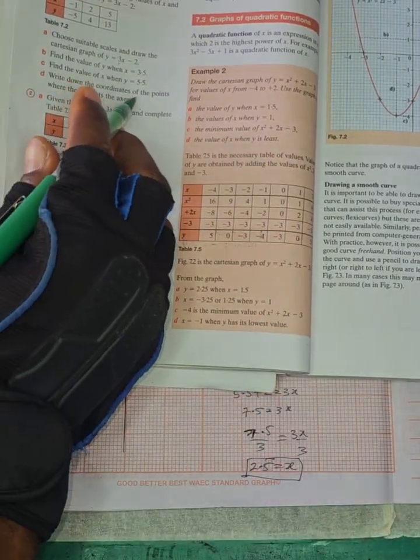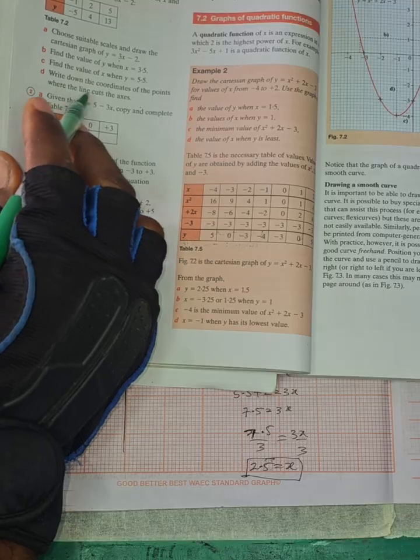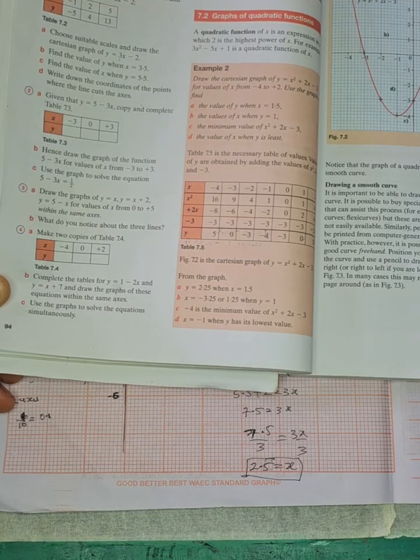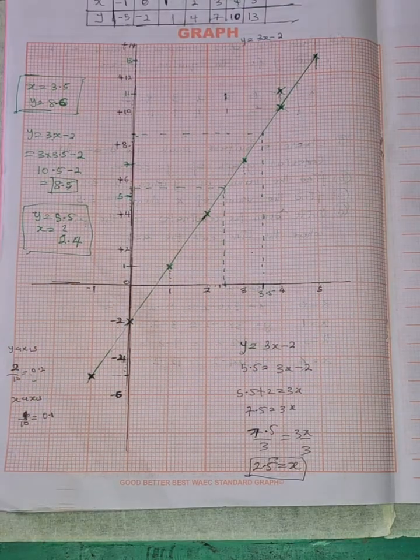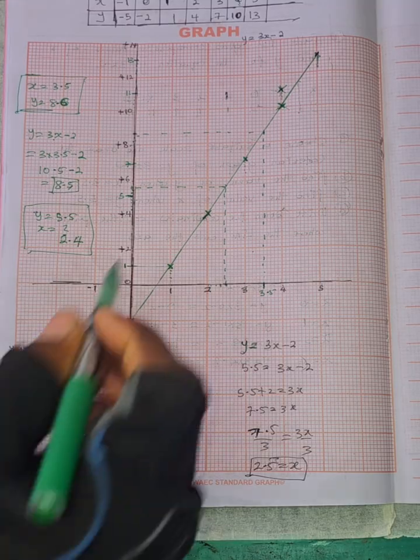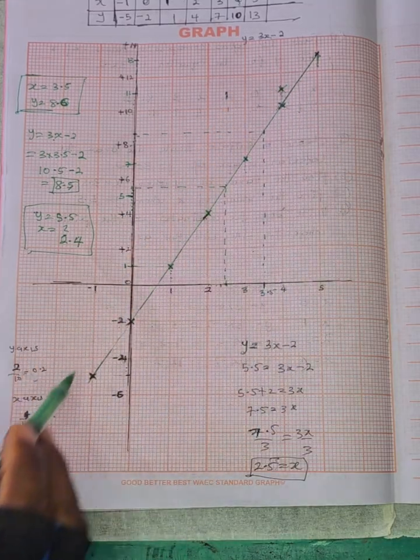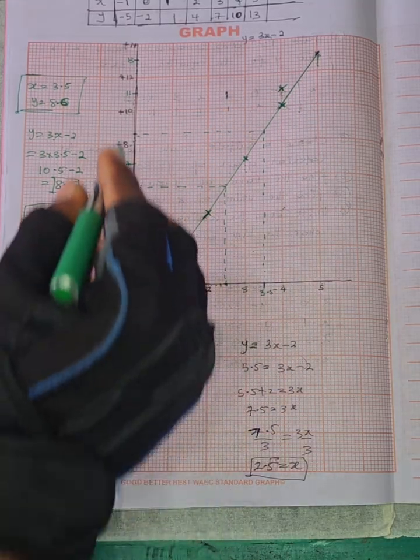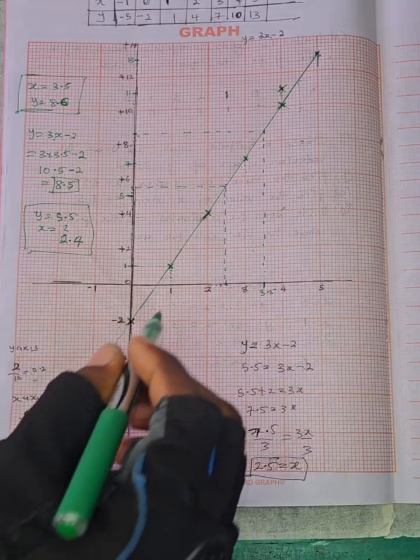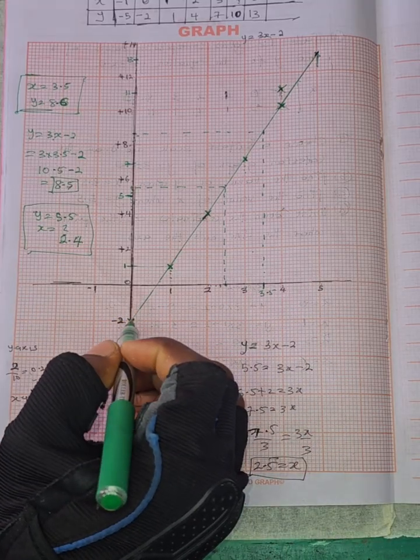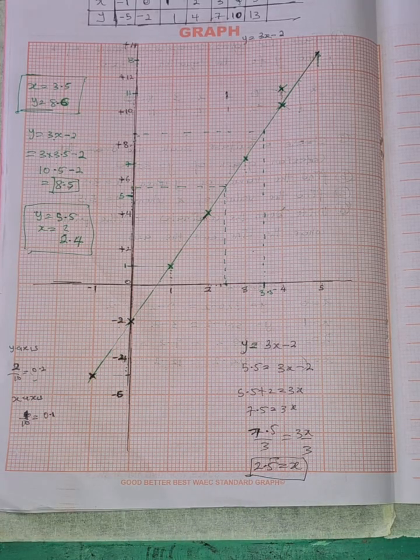Write down the coordinates of points where the line cuts the axis. Let me tell you what this means. The coordinate of point where the line cuts the axis means this is the graph of our line. Where does it cut the axis? This is the y-axis, this is the x-axis. So at the points where it cuts both the y and x-axis are what we are being told to write down.